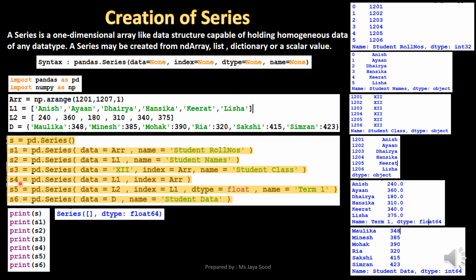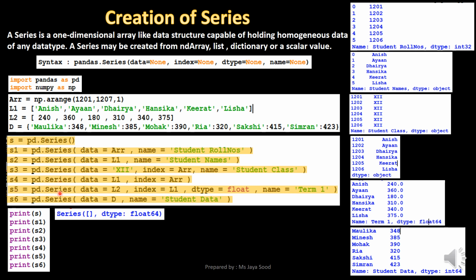S4 is a series which is created by passing the list of names L1 as the data and the ND array ARR as the index. In the output, you may see here that the indexes are coming from the ND array and the values are coming from the list of names L1. The data type of this list is object.